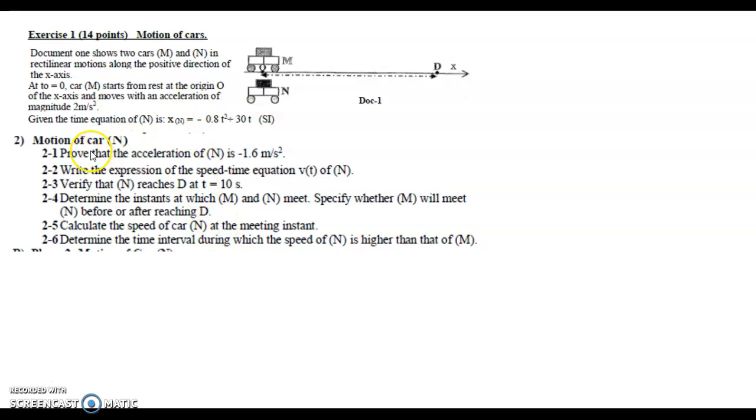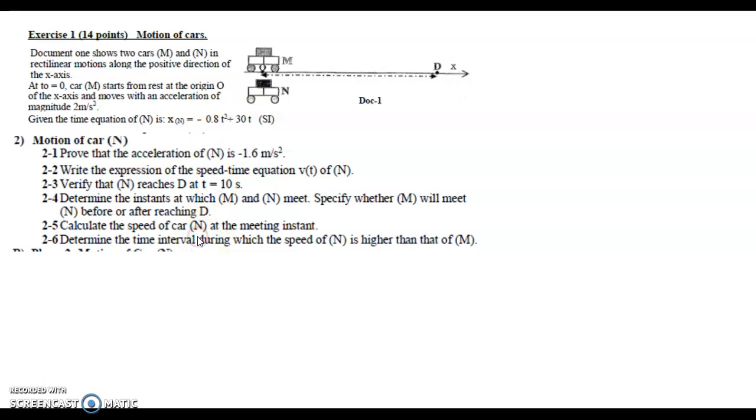Now, studying the motion of car N, prove that the acceleration of N is minus 1.6 meters per second squared. You are given the position-time equation of N, and it has a term which is t squared. This means that it's either UARM or UDRM. But checking the coefficient of t squared being negative, this means that it is UDRM.